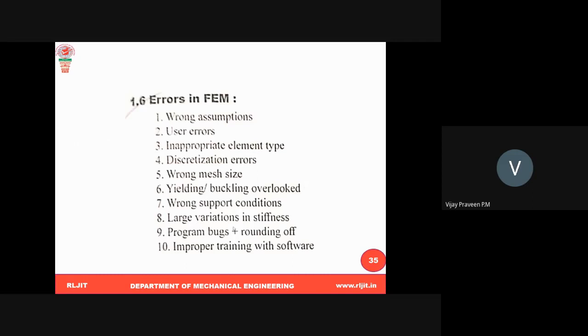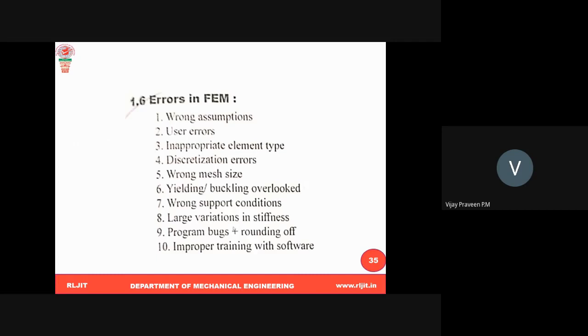The next topic we are discussing here is errors. As I said in the disadvantages, we always have some errors. What are those errors, and why will they come? Suppose you have taken wrong assumptions, it will come. It may be user error. Usually, manual or human error will always be there.